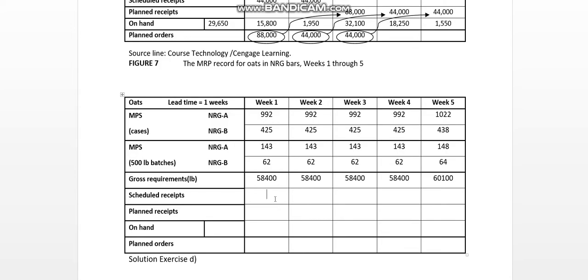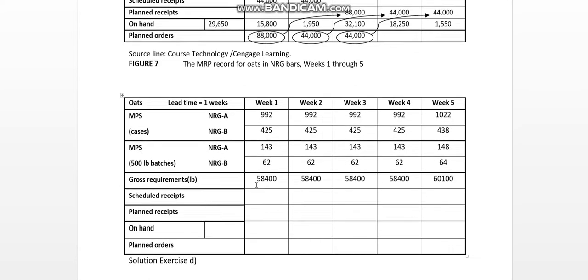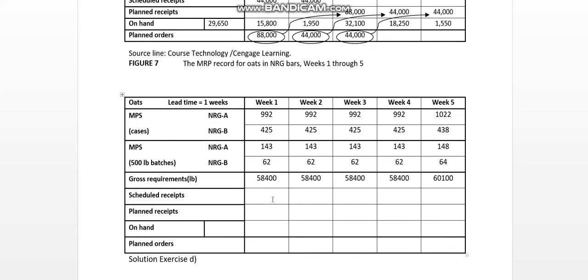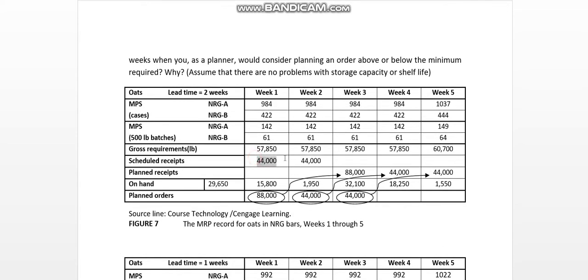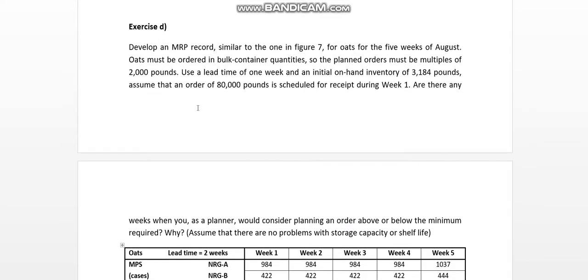So scheduled receipts, what is this? Scheduled receipts are the quantity that you are expecting to receive because you ordered it in the previous month. So in this case, this means that in previous months, in the last 2 weeks of the last month, these orders were set, and now in this month we receive it. So in our case it is 80,000.